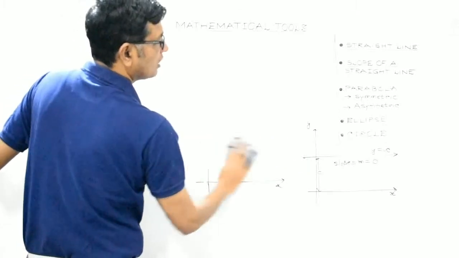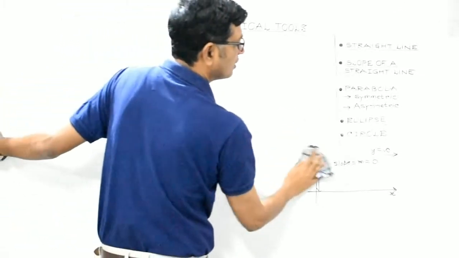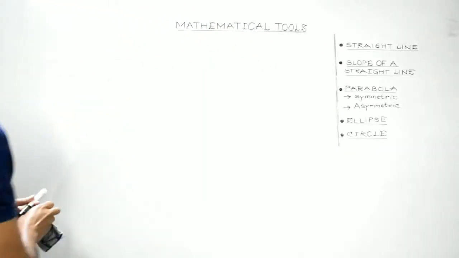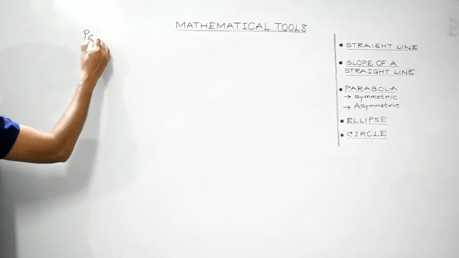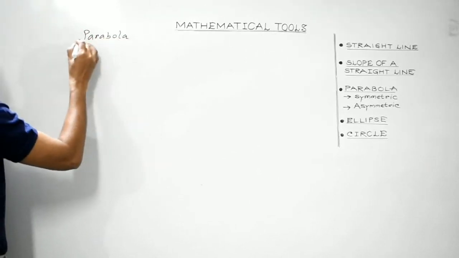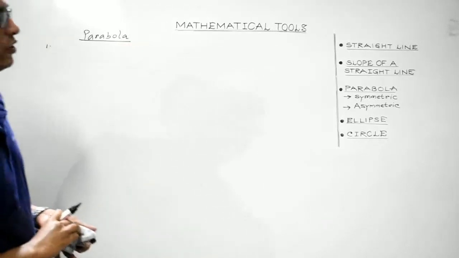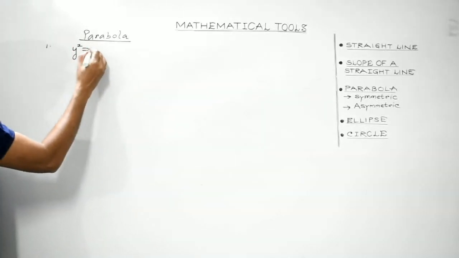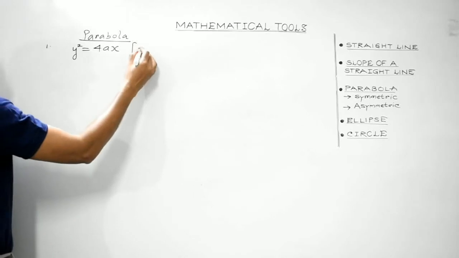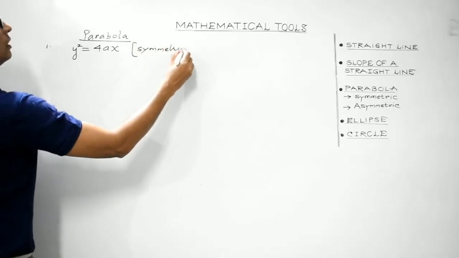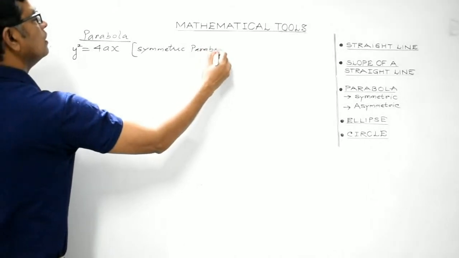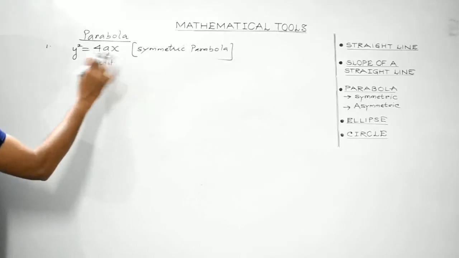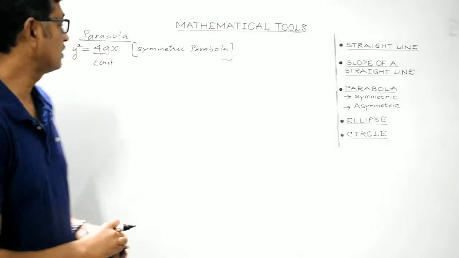Now what we'll do is consider the parabola, symmetric and asymmetric parabola. Okay, the case of a parabola. Now the standard equation of a symmetric parabola is y squared equals 4ax. This is the standard equation of a symmetric parabola. Here 4a is constant. x and y are the variables. So what is the degree of this equation?